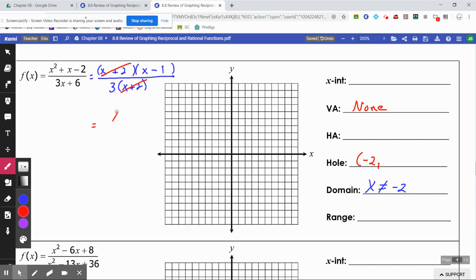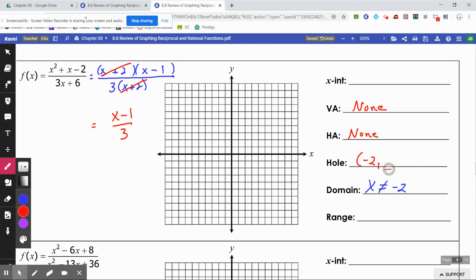Because of that, there will be no vertical asymptotes. We're going to clean it up. We have x minus 1 over 3. So our horizontal asymptote, since the top degree is bigger than the bottom, because on the bottom there are no x's, so the degree is 0, there's not going to be any horizontal asymptote.